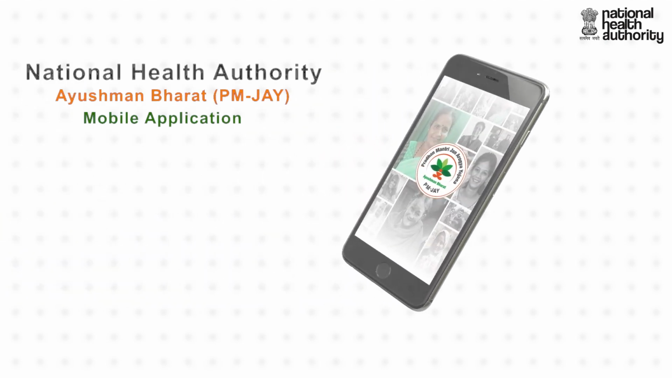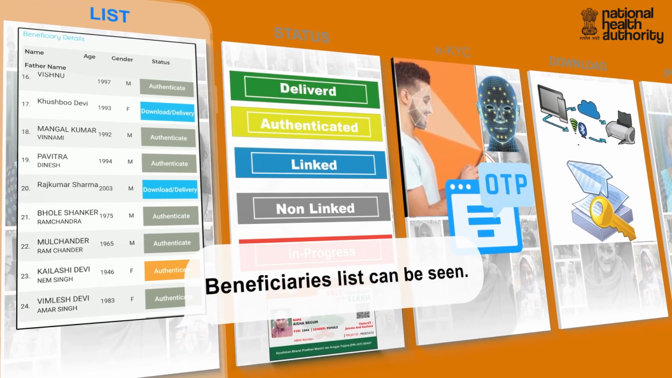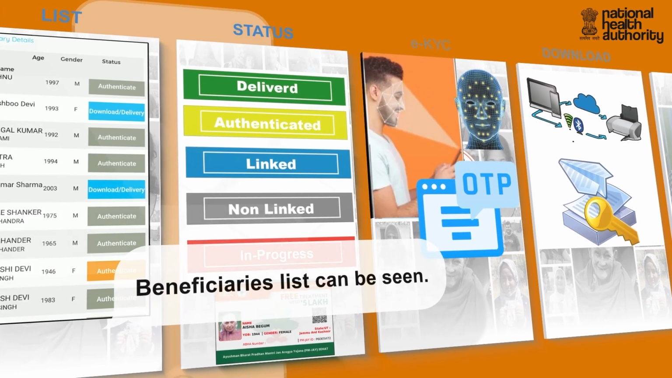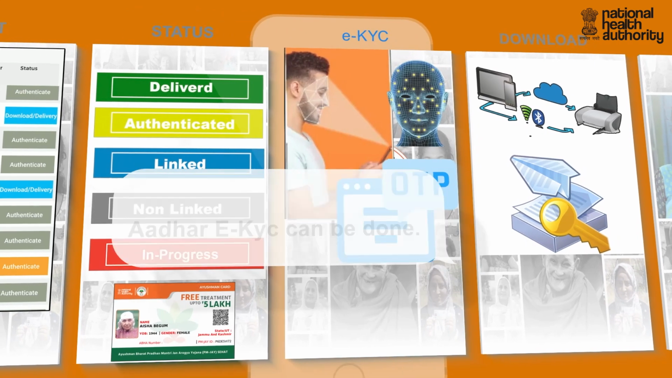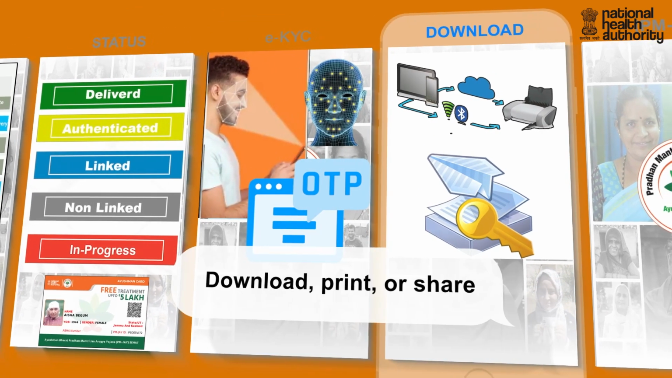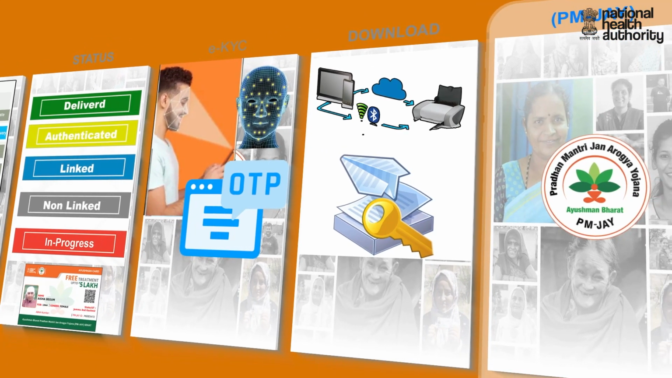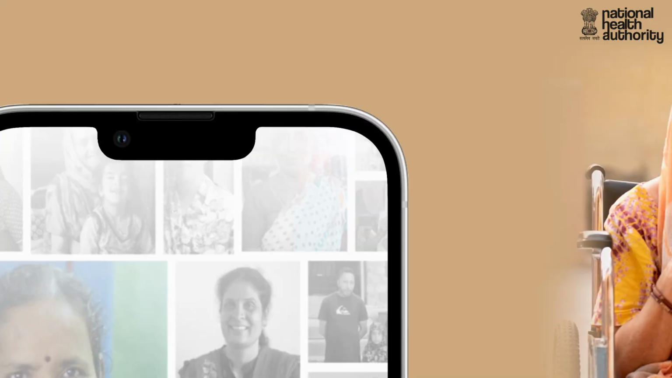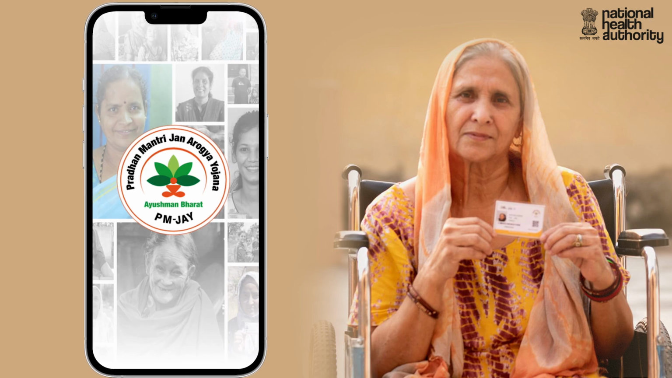Hello. With Ayushman Bharat PMJ mobile application, creating an Ayushman card has now become easier. Through this PMJ app, you can view the list of beneficiaries up to village or ward level, see the current status of the Ayushman card of the beneficiaries, undertake Aadhaar eKYC through FaceAuth or OTP, and download, print, or share the authenticated Ayushman cards. Let us now understand the process of downloading and registering on the PMJ mobile app.